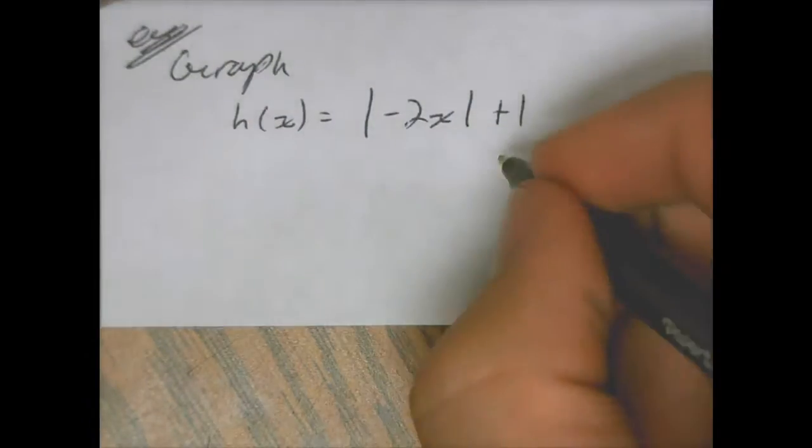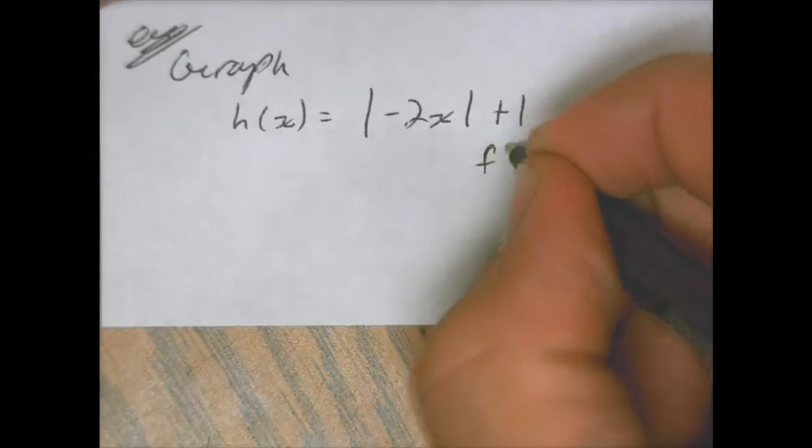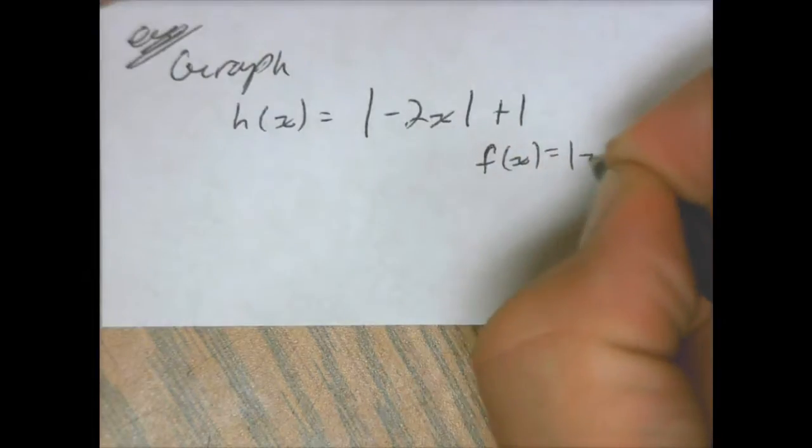This is our absolute value function. So my parent function is f of x equals the absolute value of x.